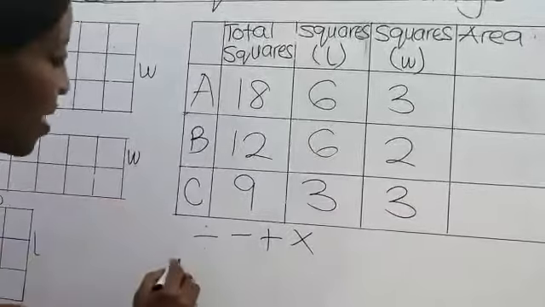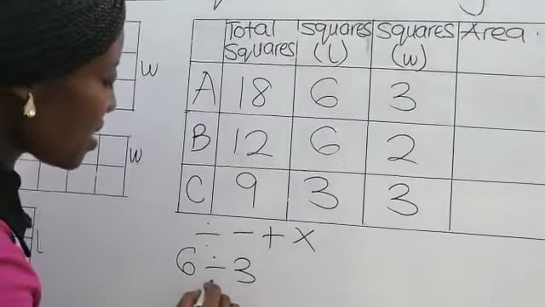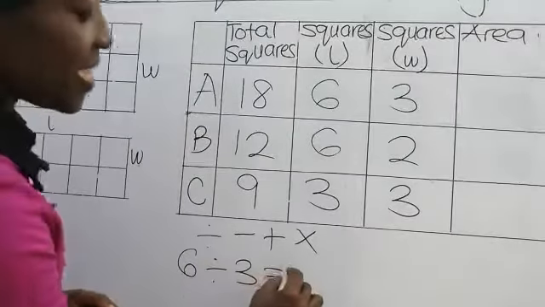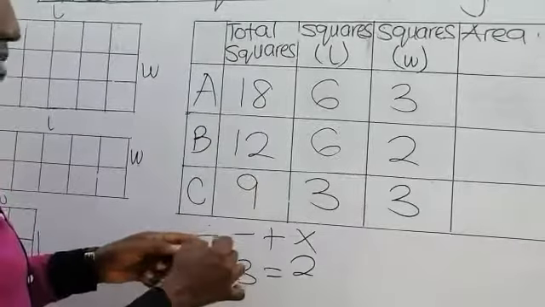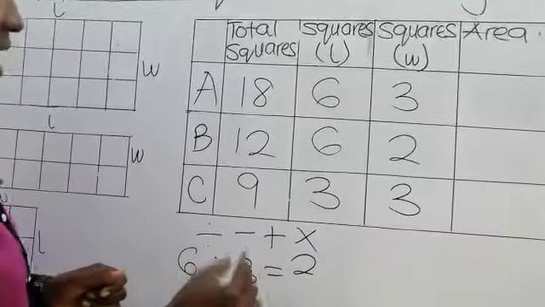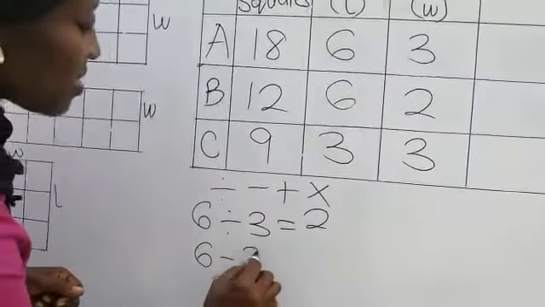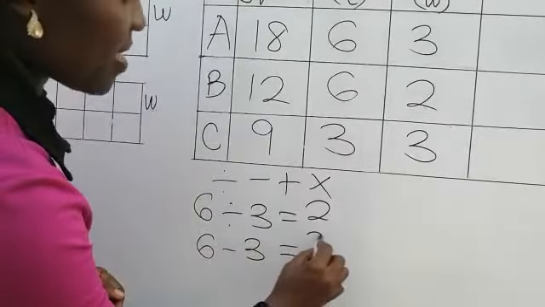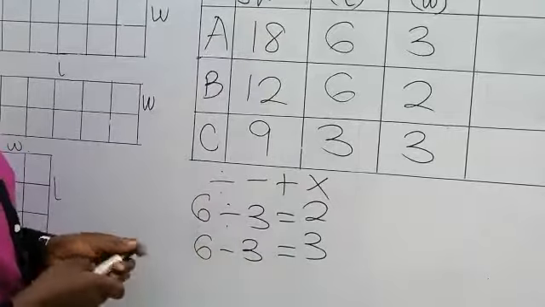So let's start with 6 divided by 3. What is going to be our answer? You know that is 2. Okay, we didn't get 18, so division won't work there. Let's try subtraction. 6 minus 3. What are we getting there? 3. Okay, we didn't get 18, so no.